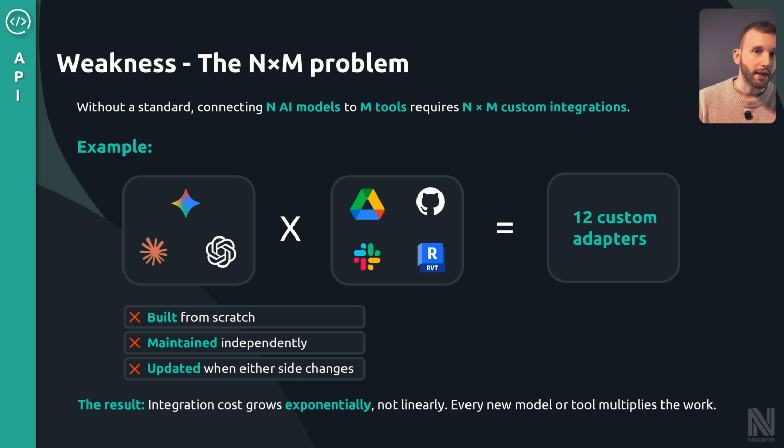Let's say you have 3 AI models, Claude, ChatGPT, and Gemini, and you want to connect them to 4 tools, Google Drive, GitHub, Slack, and Revit. That's 3 times 4, 12 custom adapters you need to build and maintain. The result is that integration cost grows exponentially, not linearly. Every new model or tool multiplies the work. And in a fast-moving field like AI, where new models and tools appear every month, this becomes unsustainable very quickly.